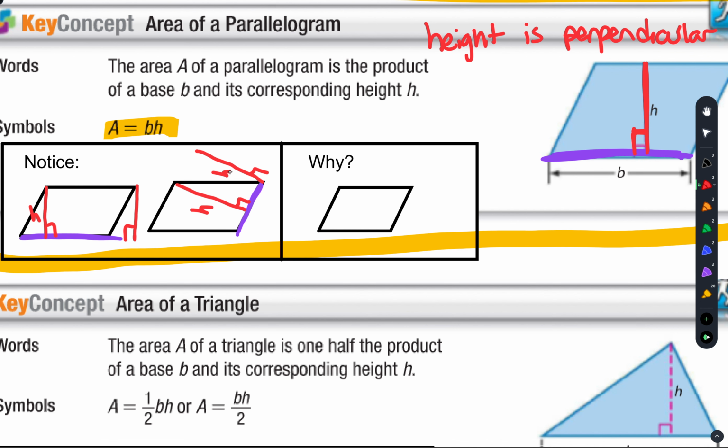And why does this formula work? You can see it, very visual here. If I take this piece of my parallelogram and I instead move it over here, we get that nice rectangle shape. Right. So that's why it's the same formula. Nothing crazy, new information there, right? Just a parallelogram. So parallelogram, rectangle, same formula.